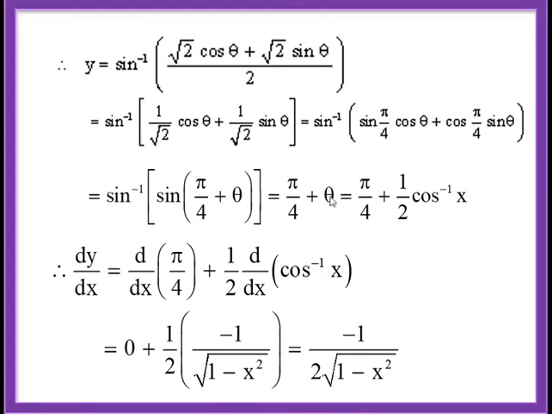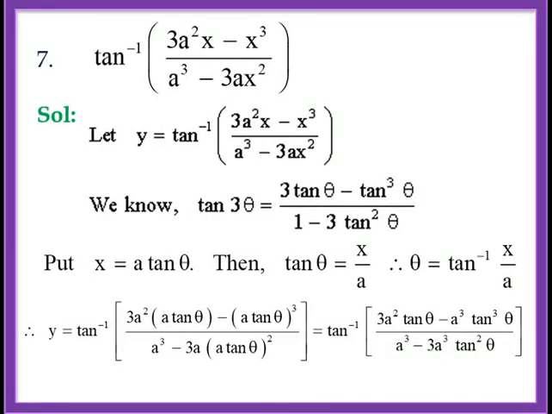Now what is theta? It is half cos inverse x. Find the derivative now. Derivative of constant is 0. What is the derivative of cos inverse x? Minus 1 upon root of 1 minus x square. Now first you will read the solution, then I'll explain.